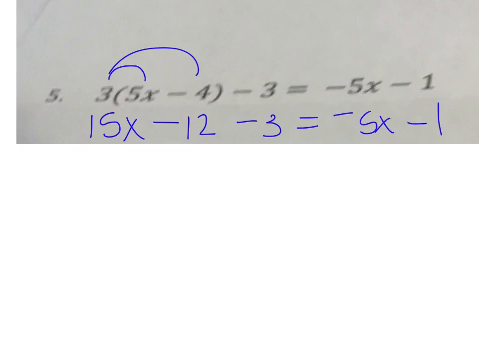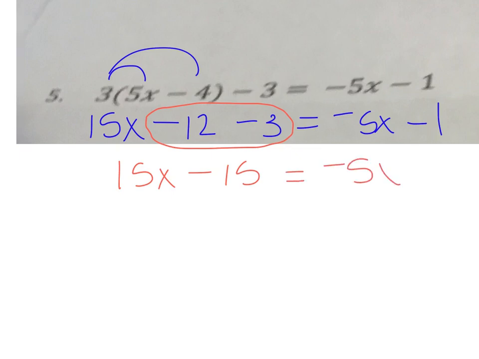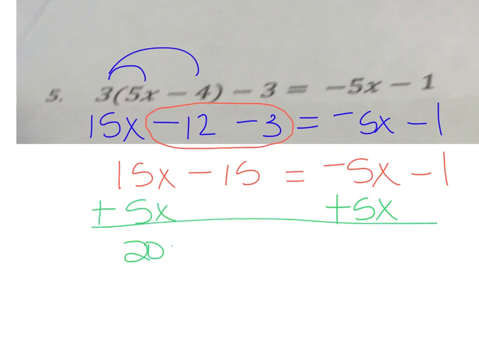Okay, I have no fractions, but I do have things to combine on the left side. So I've got a negative 12 and a negative 3. They're all negative, so that's negative 15. So I have 15x minus 15 equals negative 5x minus 1. Okay, I'm ready to move the variables to one side. So opposite of negative 5x, I'm going to add 5x to both sides. And I get 20x minus 15 equals negative 1.